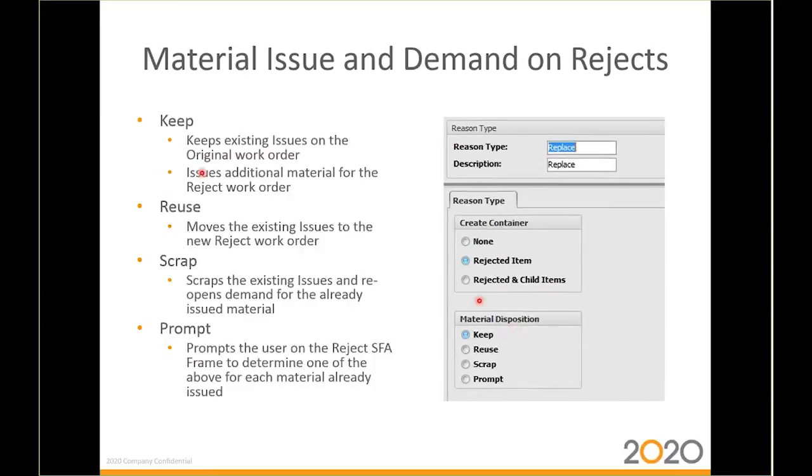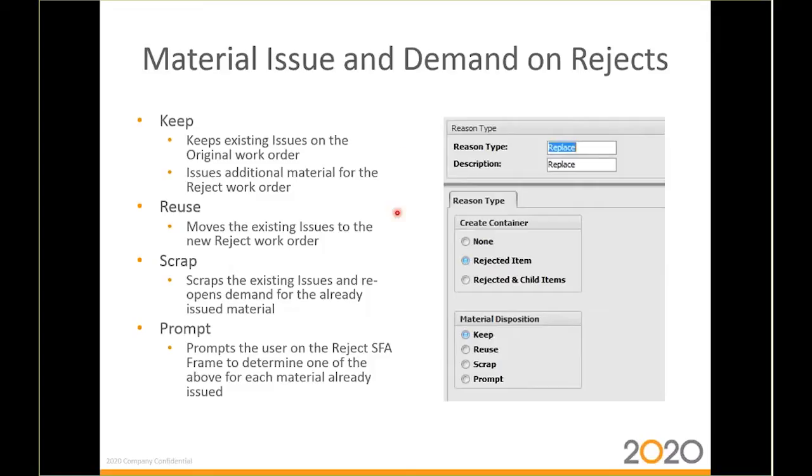And the way they work is, if I choose keep, then any existing issues, so if I'm back flushing, say, halfway through the routing, and at the 1/2+1 mark, I have to do a remake. The keep option will keep the existing issue, material issues, back flushes or manual issues on the original work order, and additional material will be issued on the reject. So when the reject starts over and comes back through the back flush point, it'll back flush again, which means you'll consume additional material, which is more representative of what's really happening.